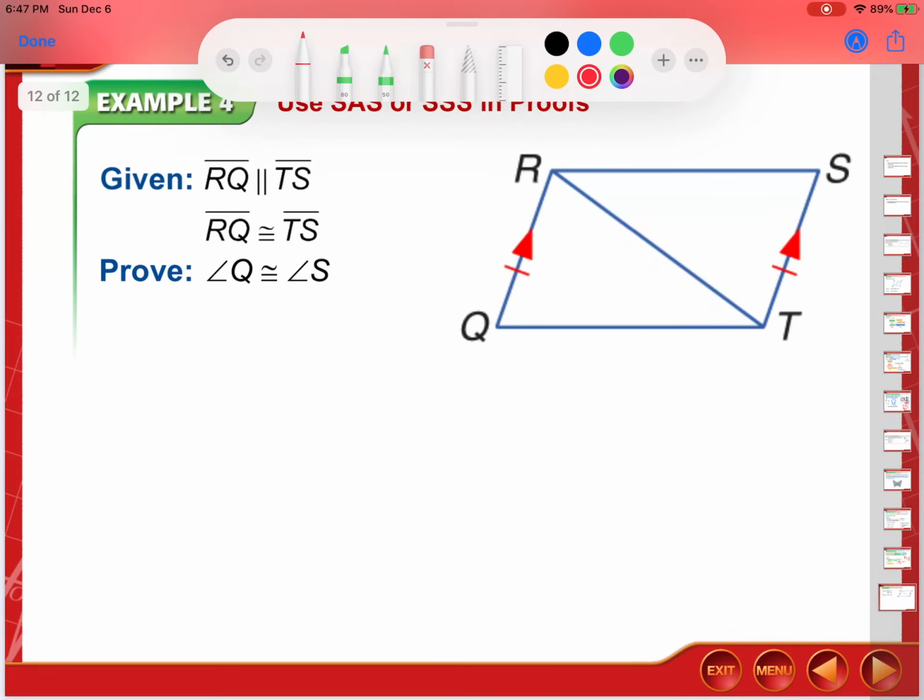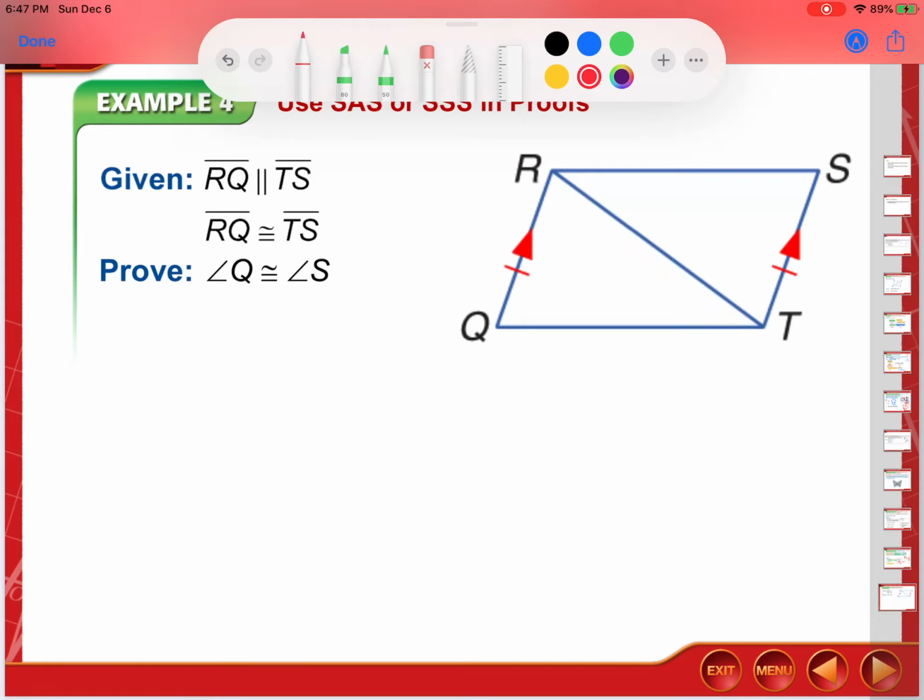Continuing on. So they want us to use side angle side or side side side to prove in proofs. Okay, cool. So those directions make no sense to any rational human. So continuing on, let's look at this.